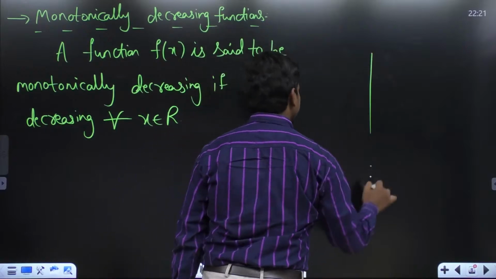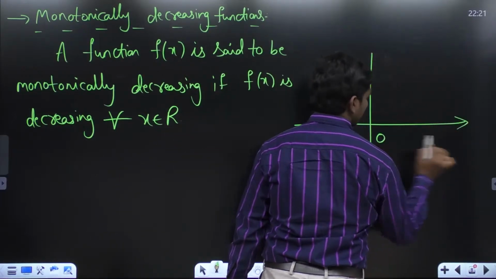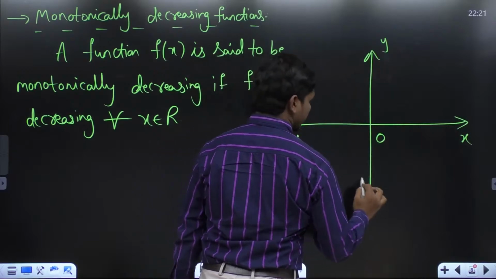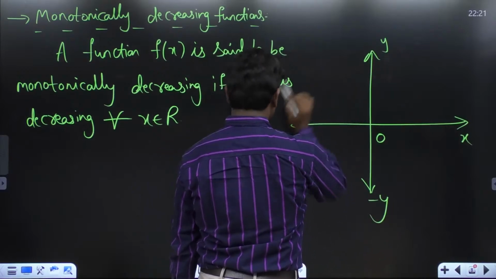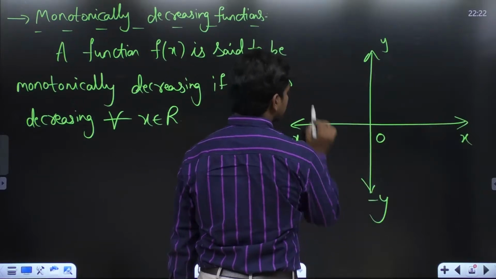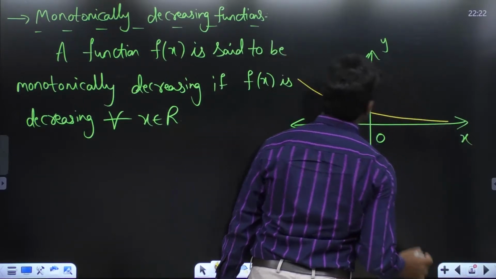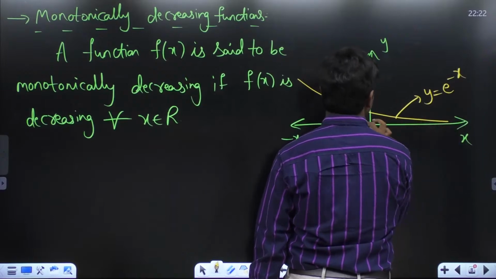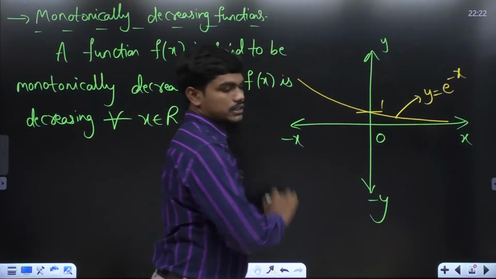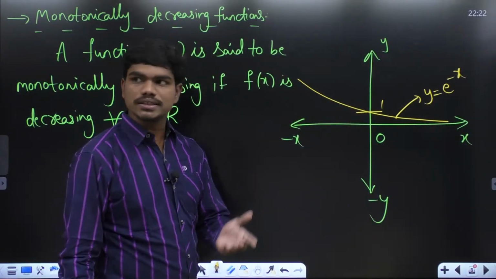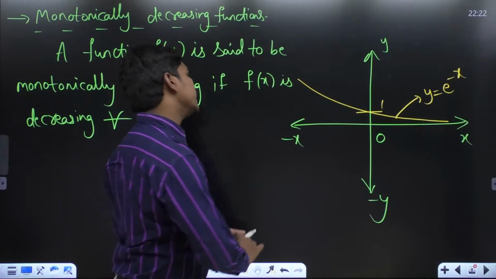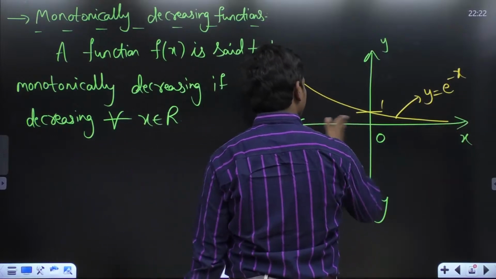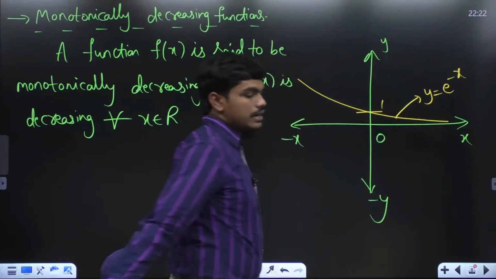For example, you can see here 0, x, minus x, y, and minus y. If you try to draw the plot of e power minus x, you can get something like this. This is y is equal to e power minus x, and this is the value of 1 on the y axis, because e power minus 0 is the same as e power 0. From minus infinity to plus infinity, if you keep on increasing x, your f of x keeps on decreasing.